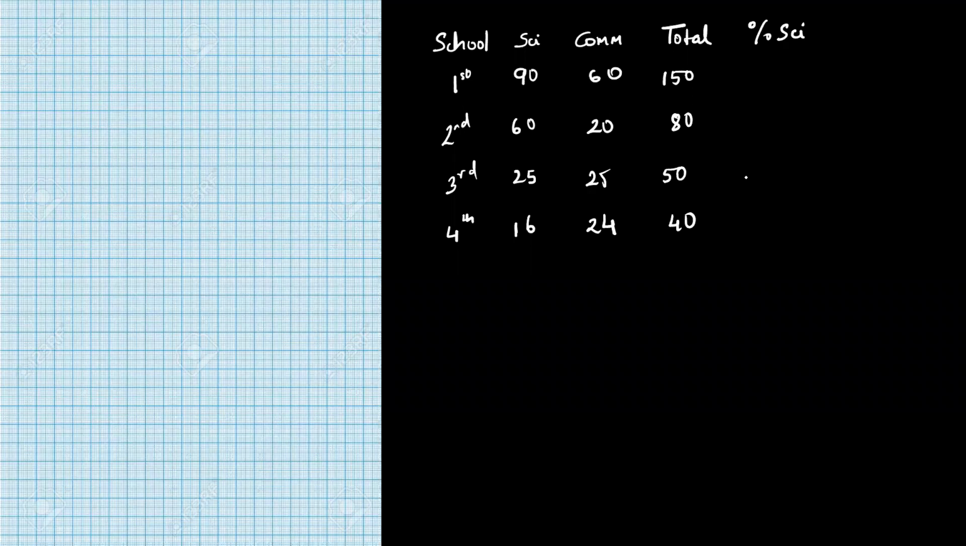Yes, sir. So to find that out, the formula for percentage is the value of science, because we are finding science, upon total into 100. This calculation you don't need to show. I'm just showing it here because I want you all to also try and solve it. So 90 upon total into 100. This is the first percentage.